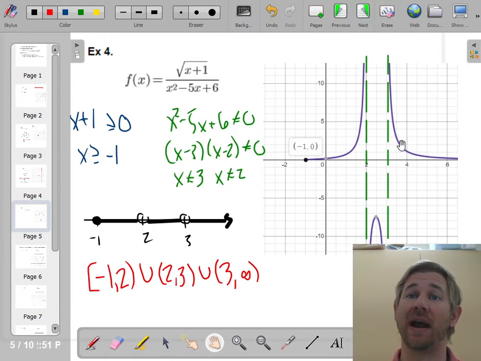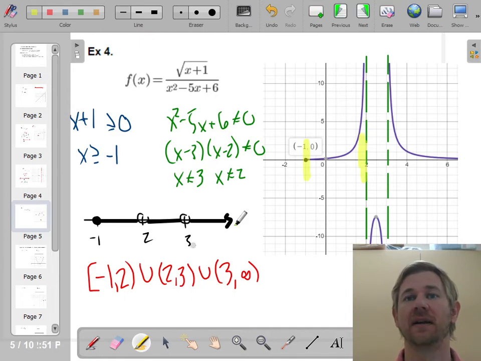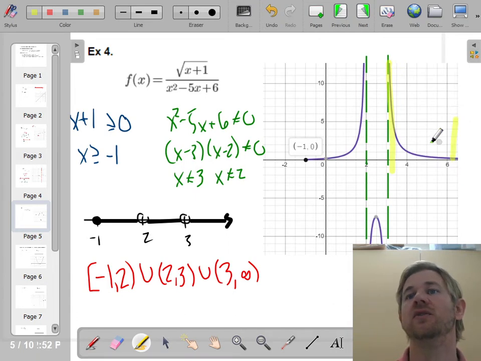You can see it in the graph. This is from negative 1 to positive 2, right there. You pick up your pencil at 2 because it's a vertical asymptote. From 2 to 3, these are the x values from 2 to 3, but again, you have vertical asymptotes, so you have to pick up your pencil. And then from 3 to forever to the right, positive infinity.